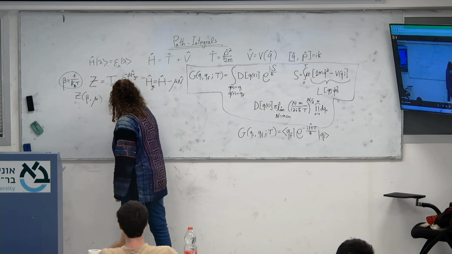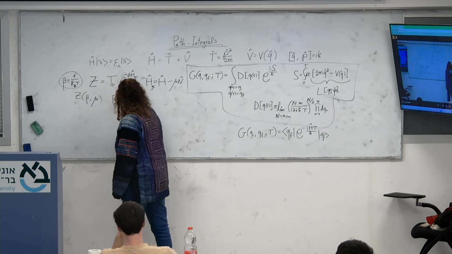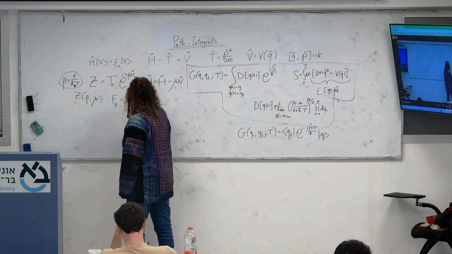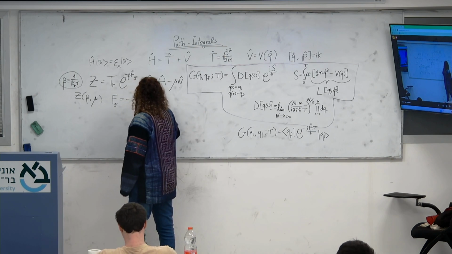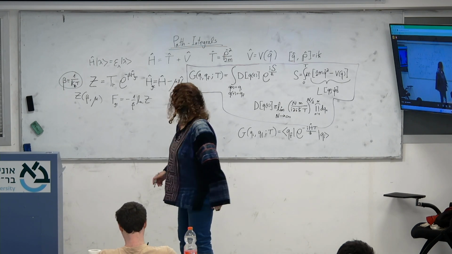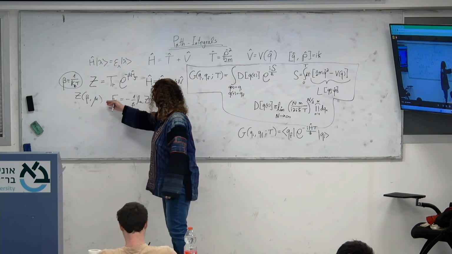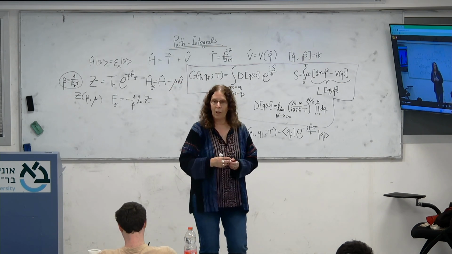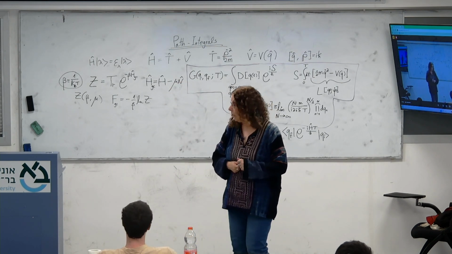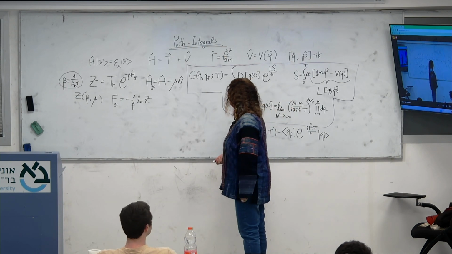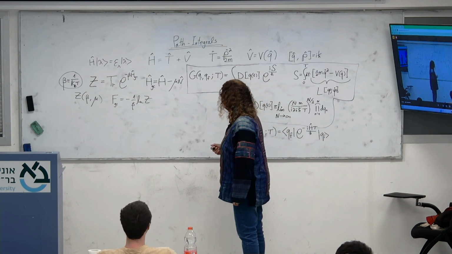The free energy, or the grand canonical free energy, is going to be minus 1 over beta log Z, and so on. From derivatives of F with respect to beta and mu, we can get specific heat, we can get compressibility, we can get a lot of things. Okay, great. This is just a reminder.